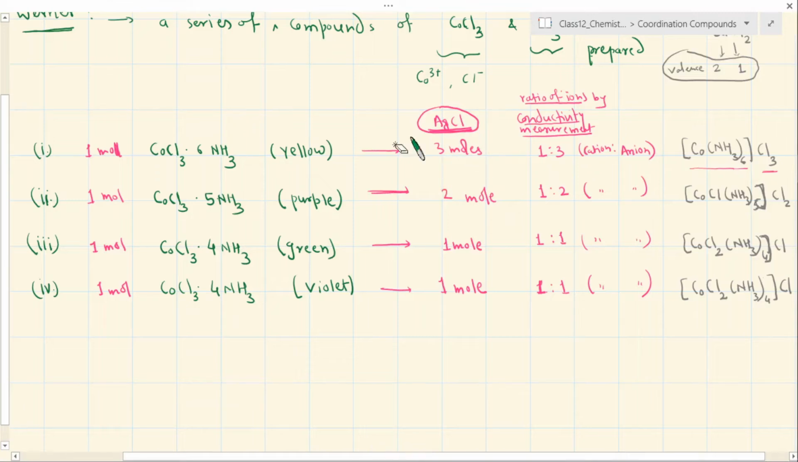And even this feature can be explained, because now you see that if you consider there are 3 ionizable chloride ions, then you get 3 moles of silver chloride. If you have 2 ionizable chloride ions, that's why you get only 2 moles of silver chloride. Here you have only 1 ionizable chloride, that's why you get 1 mole. The chlorides which are inside the bracket are not freely available.